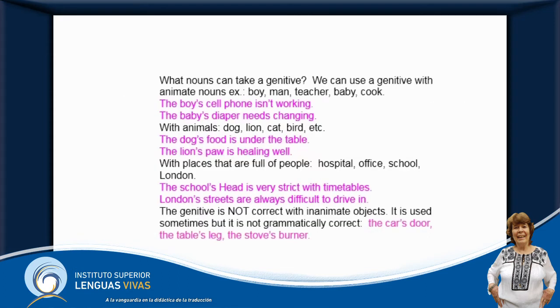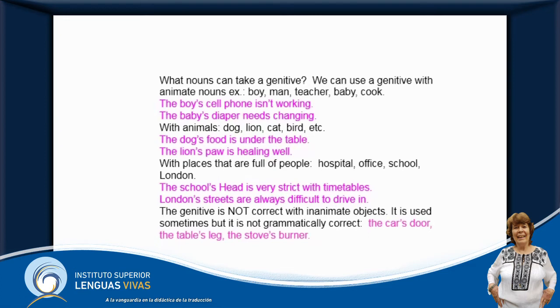What nouns can take a genitive? We can use a genitive with animate nouns, for example, things that exist. We don't use the genitive with inanimate things, although some people do, but it is grammatically incorrect. So here we have the examples.